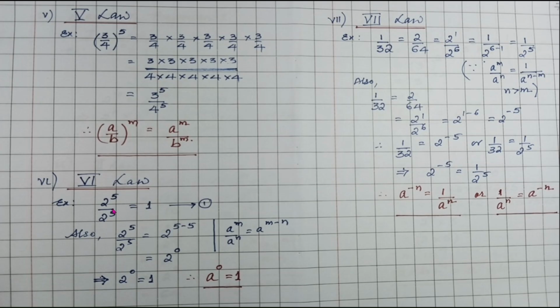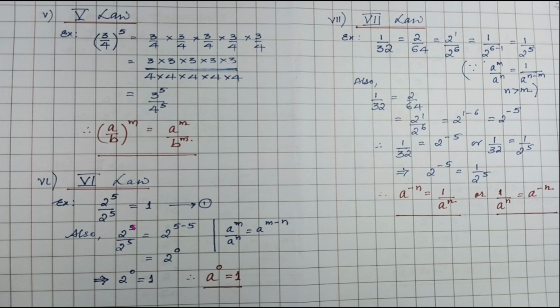Now the next law is 2 raised to 5 divided by 2 raised to 5. Let us understand this. 2 raised to 5 divided by 2 raised to 5 is equal to 1, because the numerator and the denominator are the same. When we divide, we get the value 1. Now 2 raised to 5 divided by 2 raised to 5 can be written as 2 raised to 5 minus 5, using the law that a raised to m by a raised to n is equal to a raised to m minus n. Here a is 2, m is 5, n is 5, so it is 2 raised to m minus n. So 2 raised to 5 minus 5 becomes 2 raised to 0, and 2 raised to 0 is 1, because 2 raised to 5 by 2 raised to 5 is 1.